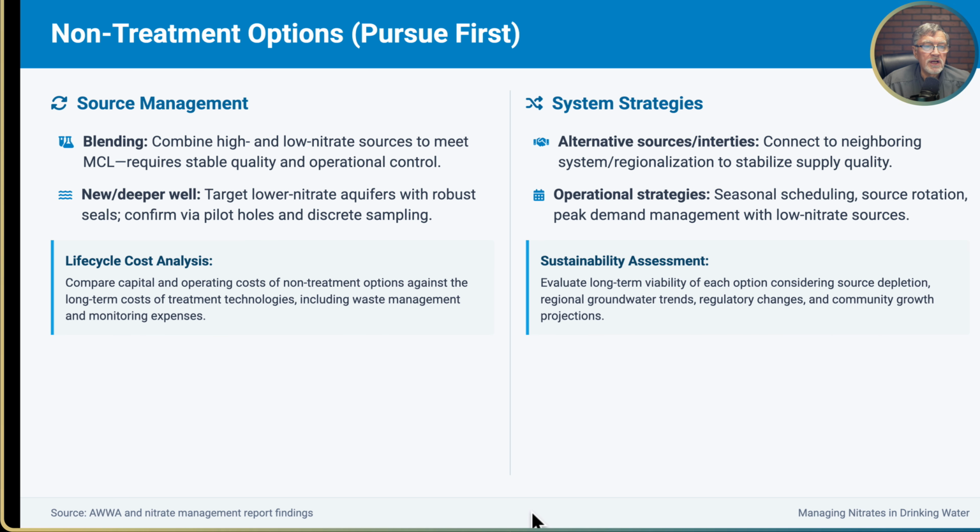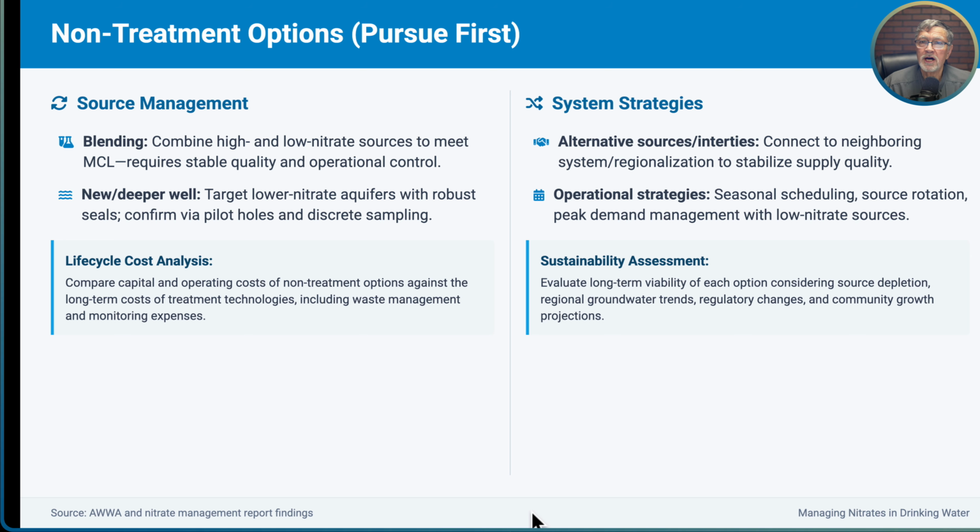All right, so non-treatment options. This is what you want to pursue first. Source management. Blending is certainly a viable option. We've talked about it in some of the other shows I've done on different types of contamination, and blending is certainly a legitimate way to go. If you have a low nitrate source and a higher nitrate source, you can blend from the different sources and make sure you're reducing down below the MCL. And you really don't need to do any treatment other than that.